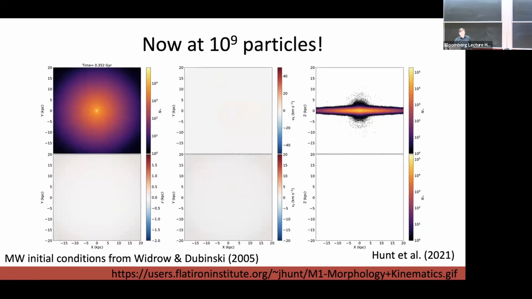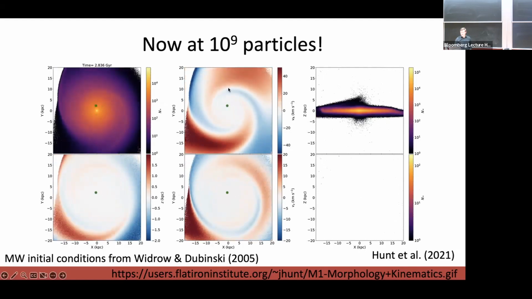Initial conditions taken from Widrow and Dubinsky's 2005 paper, where they set up this very stable disk. For the dynamicist in the room, it has a high Toomre Q parameter, and the disk is light. So yeah, it's not particularly Milky Way realistic, but there you see the satellite go by.